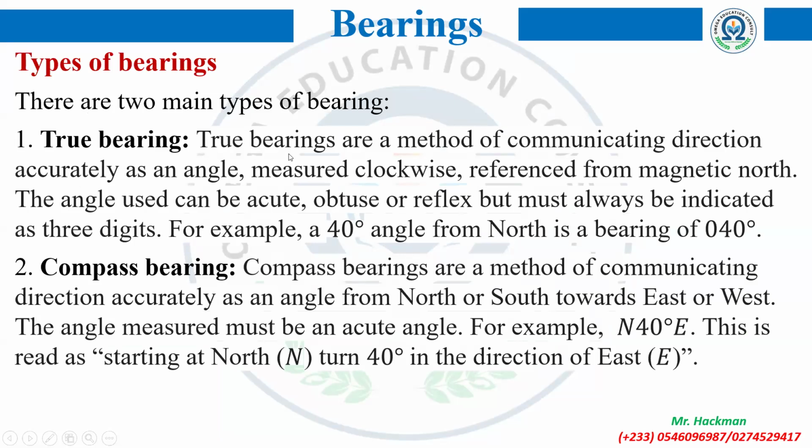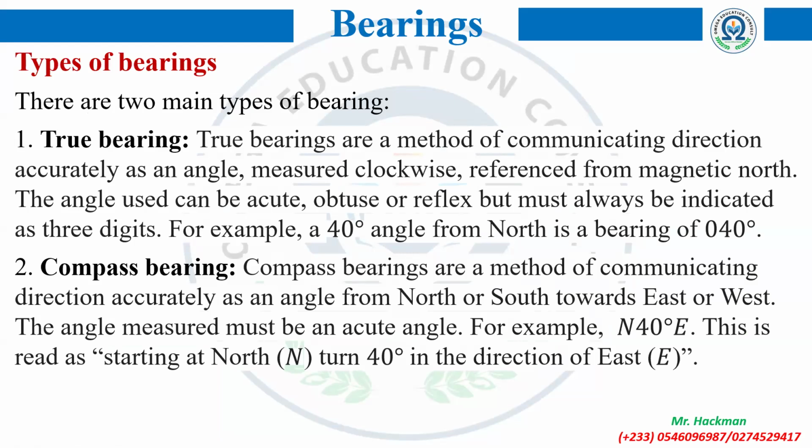If my point is well made, let me quickly move on to the types of bearing. There are 2 main types of bearing. The true bearing, which is the one that we usually use. I will be very brief. That one is usually stated in 3 digits, a 3-digit bearing. And for the true bearing, your bearing angle can be acute, it can be obtuse or even reflex.